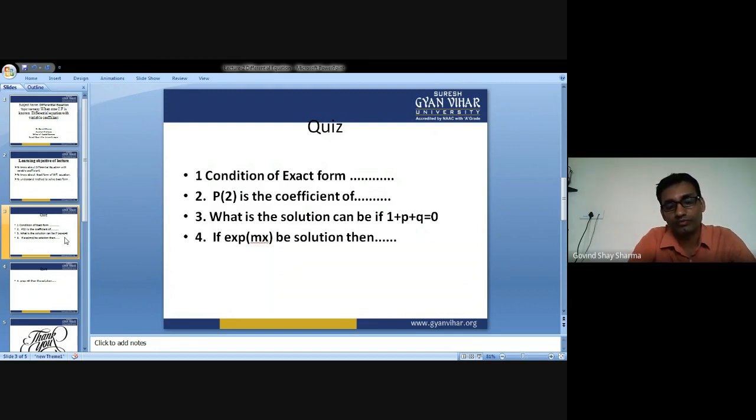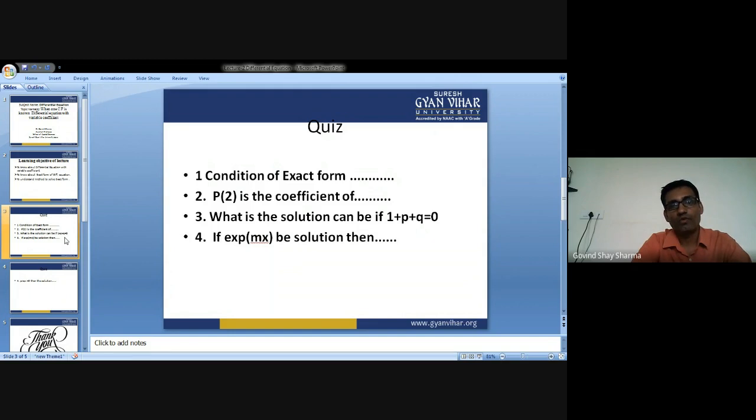Because this is very important and is asked many times in the exam. P2 is the coefficient when we write the differential equation in exact form. The differential equation of exact form is P0 d2y/dx2 plus P1 dy/dx plus P2y is equal to Q. So P2 is the coefficient.